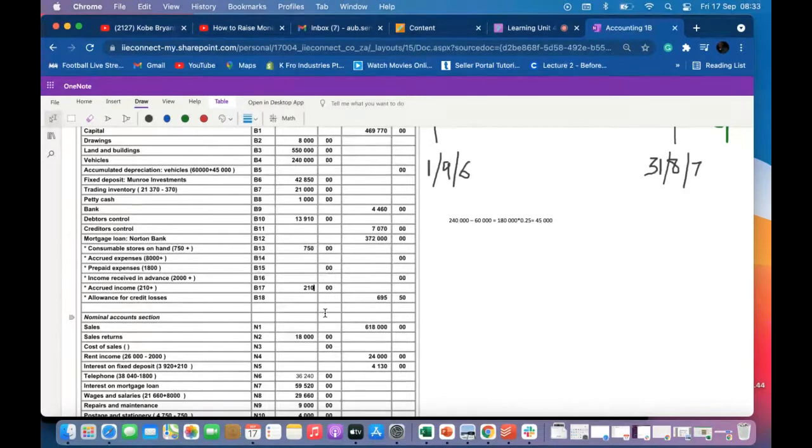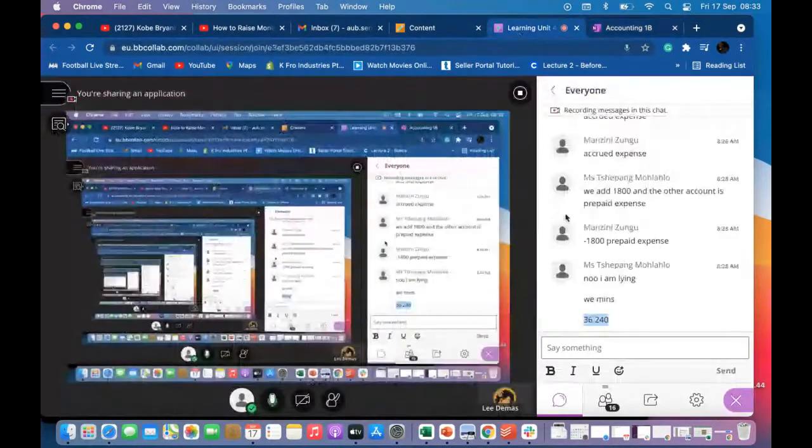Okay, then the last adjustment that they're asking us to do there is they say create an allowance for credit losses to the amount of 695 Rand 50 cents. So how do we do that, guys? Somebody tell me. How do we create an allowance for credit losses? Remember we spoke about this in the slides when we were introducing Unit 4? What must happen? Which two accounts are we going to use to create an allowance for credit losses?